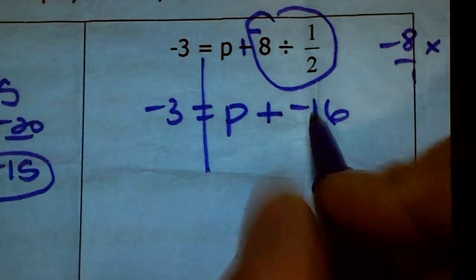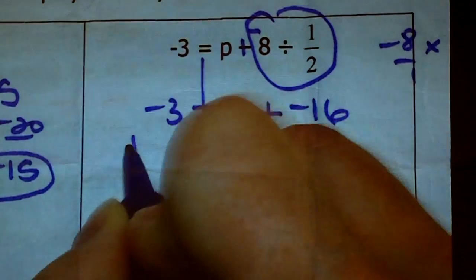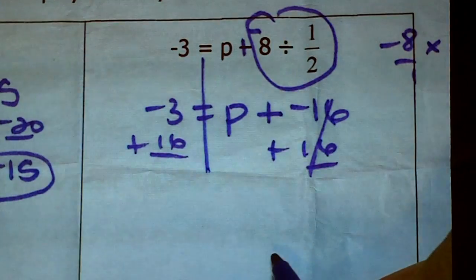To get rid of this negative 16, I'm going to go ahead and add 16. That allows me to get p alone.